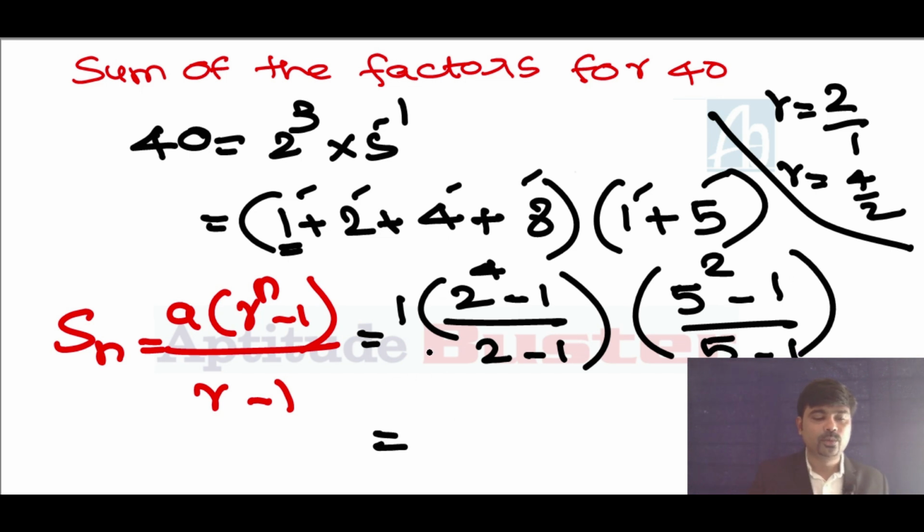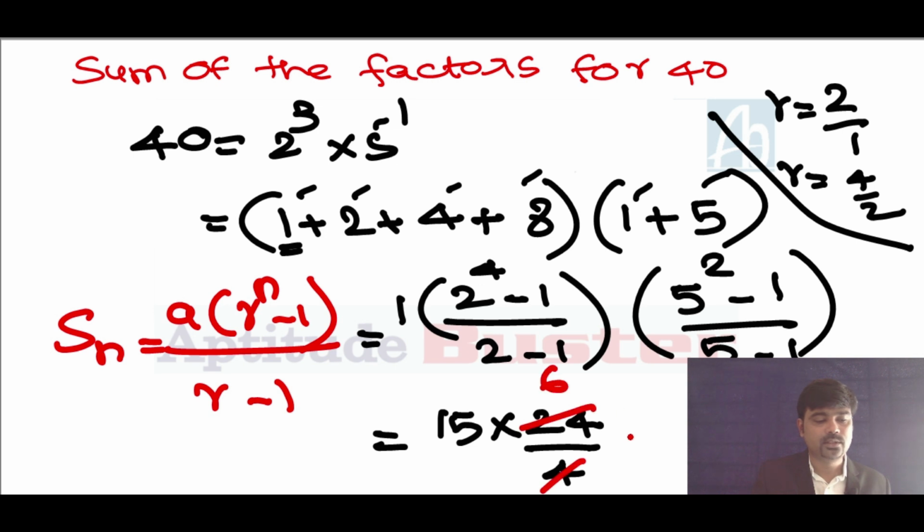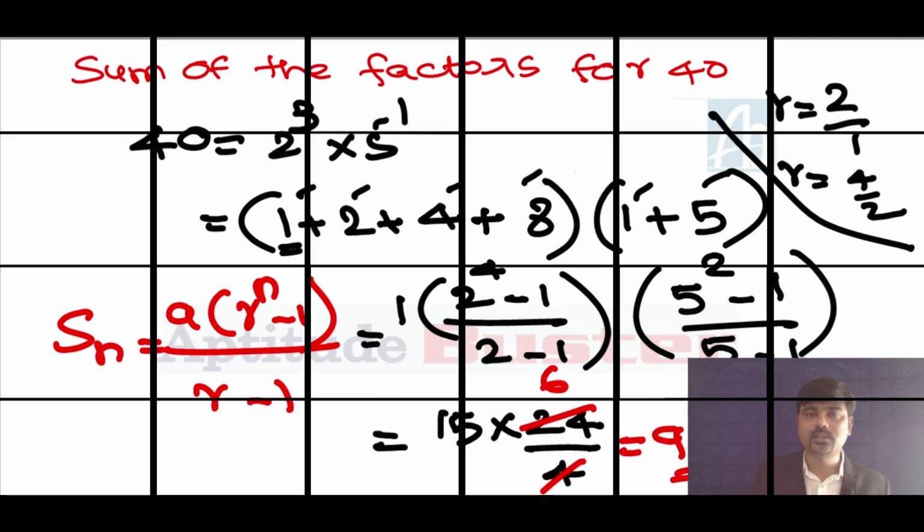2 power 4 is 16. 16 minus 1 is 15, into 5 square is 25. 25 minus 1, 24, divided by 4. So the answer is 90. The sum of the factors of 40 is 90.